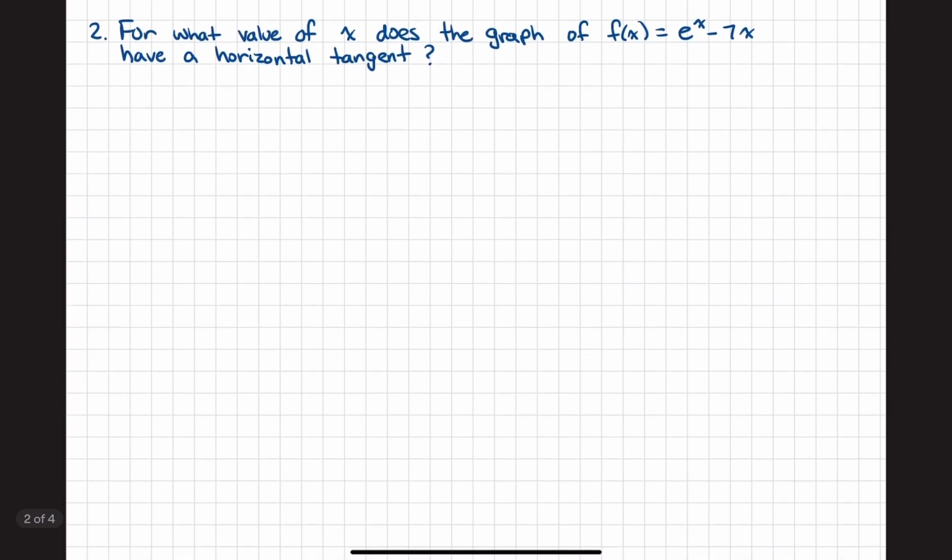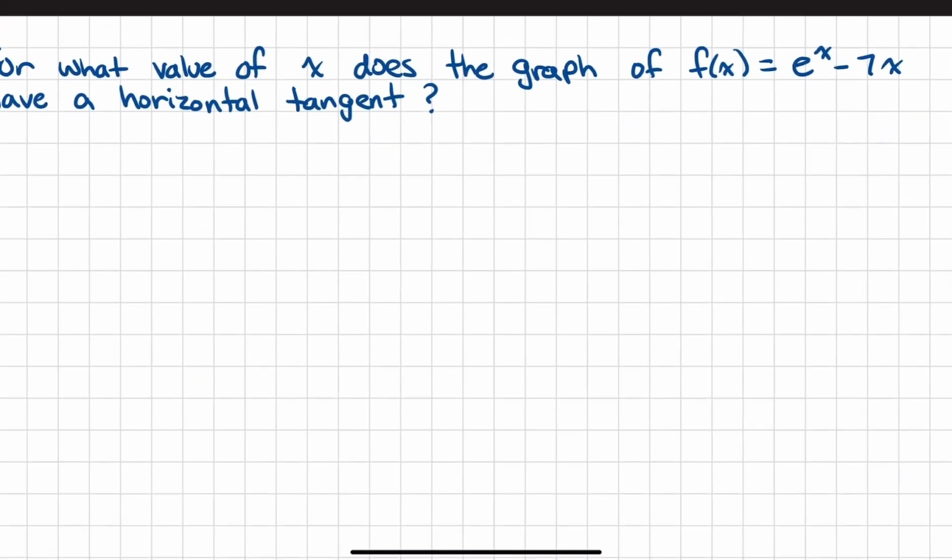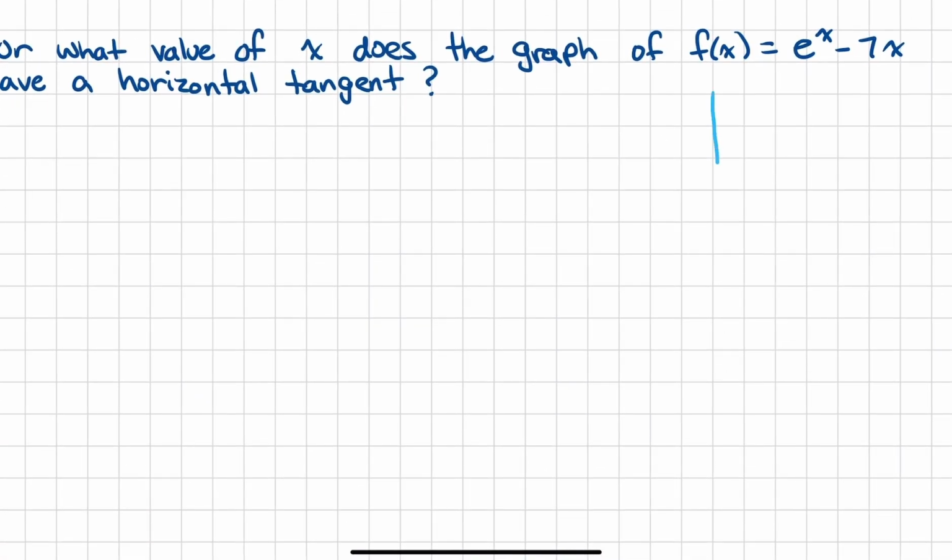In the next question, we're told, for what value of x does the graph of f of x equals e to the x minus 7x have a horizontal tangent? Once again, to find the horizontal tangent, what that means, for example, if I had a parabola and the graph looked like this, at this point right here, I'm actually going to have a horizontal tangent where the slope is simply just equal to 0.